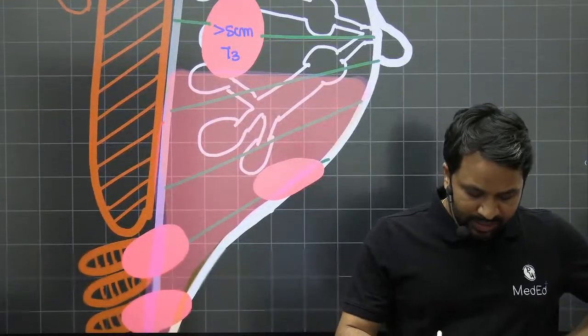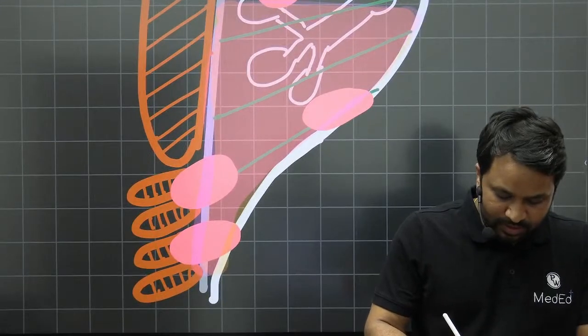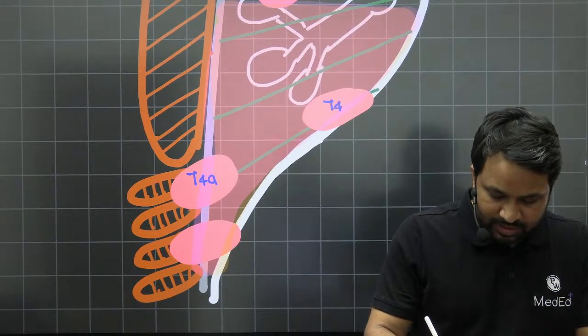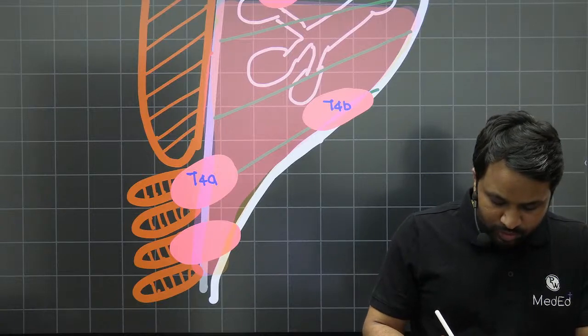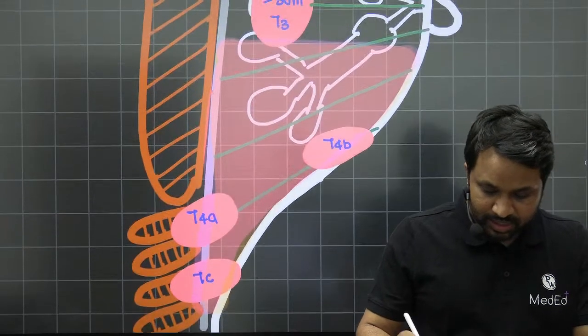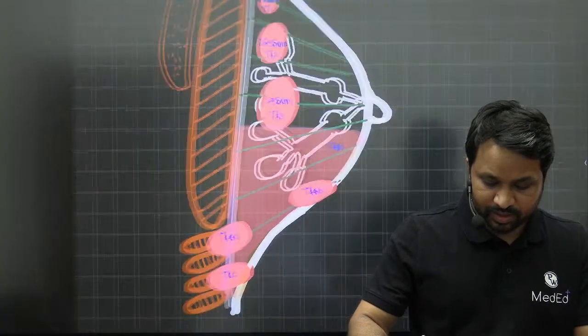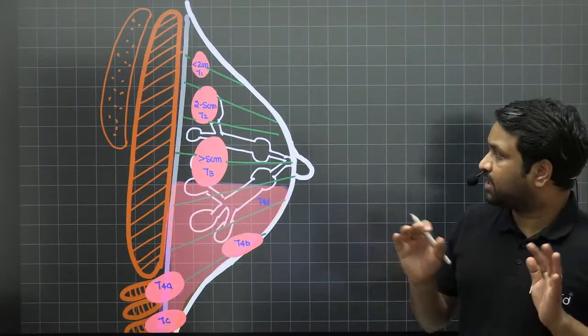Then you have any size that is involving the chest wall, this is T4A. Any size involving the skin, it is T4B. If it involves both chest wall and skin, it is T4C. And if it is like an inflammatory breast disorder, it is going to be T4D, right? So this is your T staging, as simple as that.